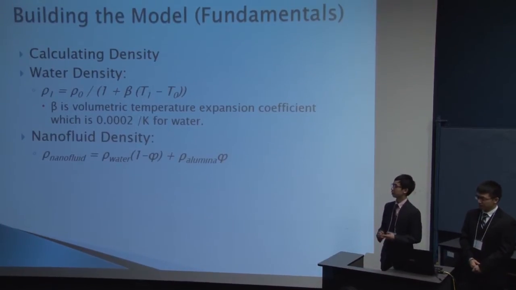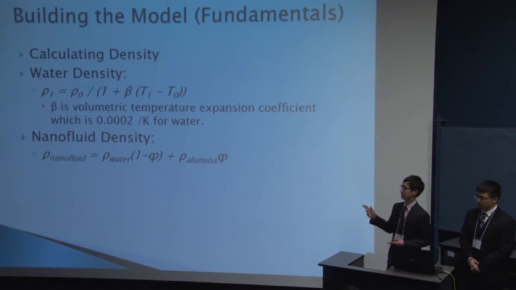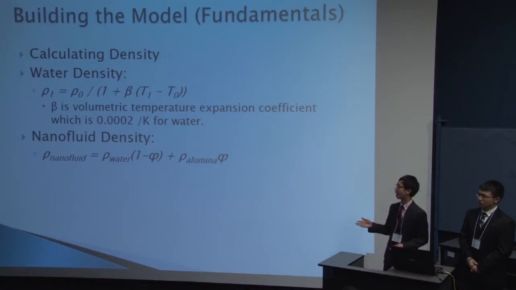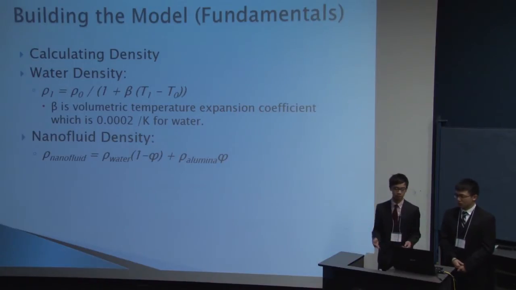The next property that we need to determine is density. Liquid density can be determined using the equation on the slide. And with a known volumetric temperature expansion coefficient for water, we know the water density at any temperature. And from there, nanofluid density overall is simply a volume average of aluminum oxide and water, respectively.